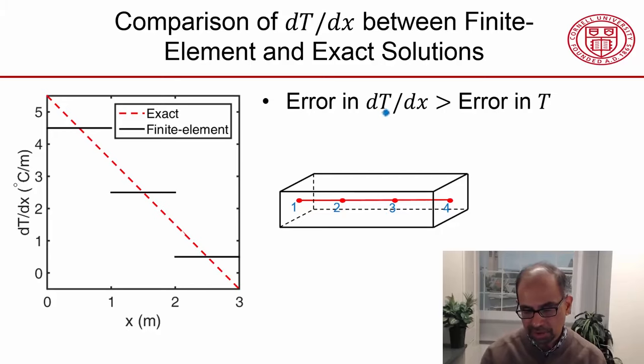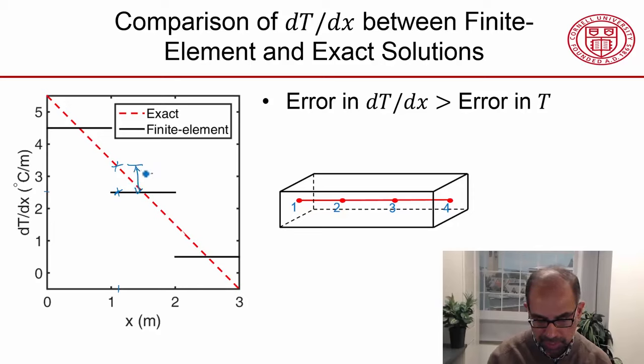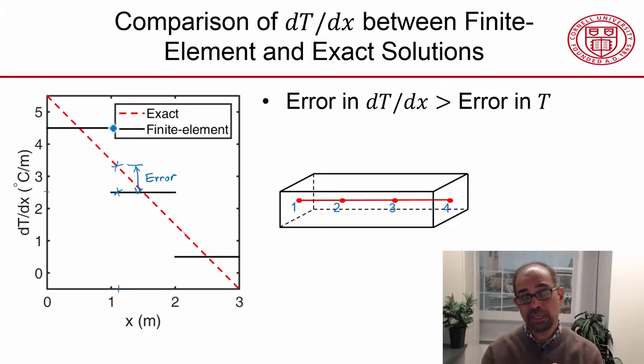And it turns out that the error in the derivative is greater than the error in the temperature itself. To see that, if I want to look at the error at a location like that, the finite element solution says that the dT/dx is that value here, whereas the exact solution says it's that value, and that difference is an error. And then at the nodes, the derivative is discontinuous, which is a problem, but we can live with that problem.